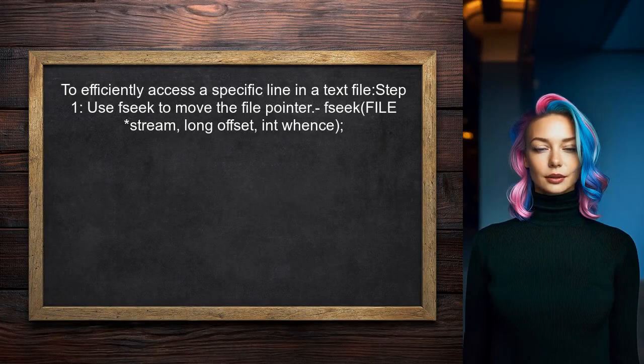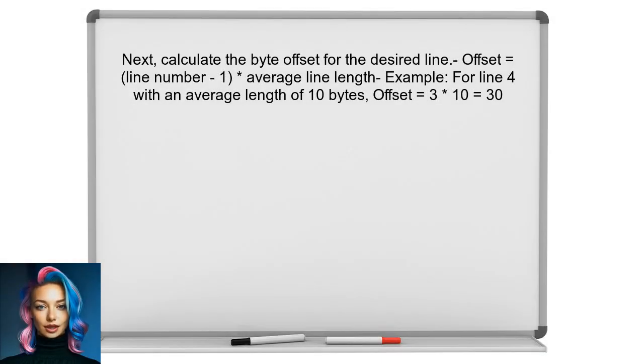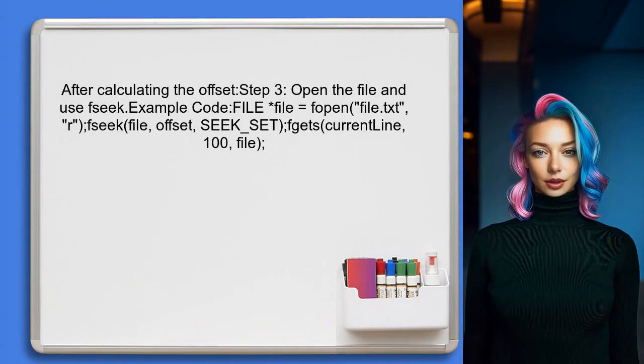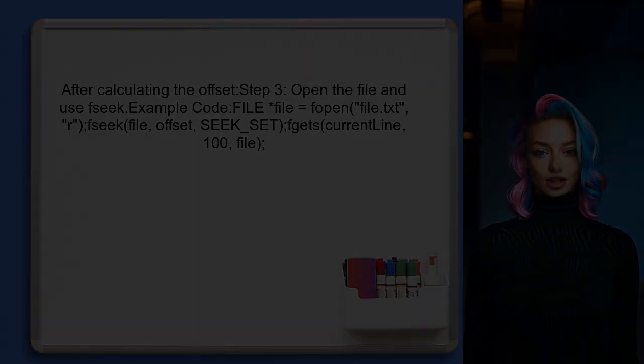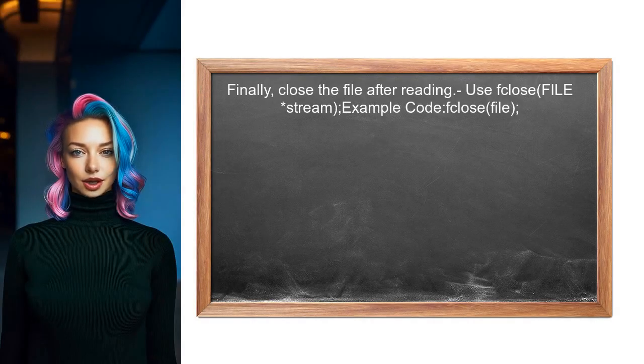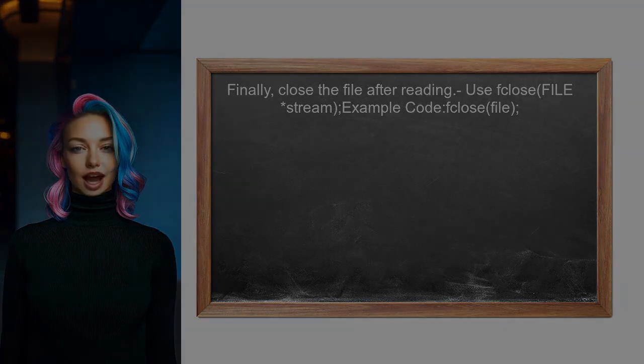To efficiently access a specific line in a text file, the user can utilize the fseek function. This function allows the user to move the file pointer directly to the desired line without reading through all previous lines. Next, the user needs to calculate the byte offset for the line they want to access. This can be done by knowing the length of each line and multiplying it by the line number. After calculating the offset, the user should open the file and use fseek to move to that position. Then, they can read the line directly using fgets. Finally, the user can close the file after reading the desired line to free up resources. This is an important step to prevent memory leaks.